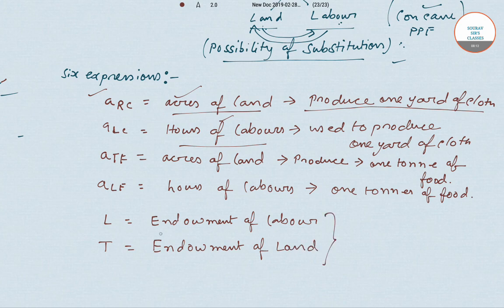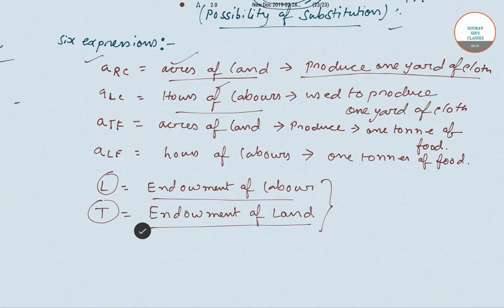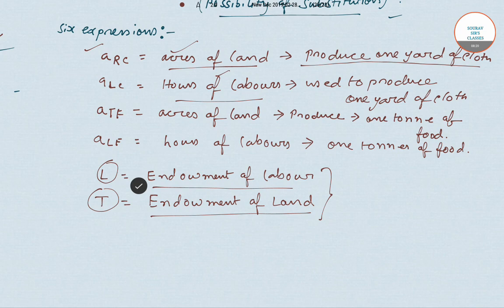It is endowment of labor, which is denoted by capital N, and endowment of land is denoted by T. So we have, as you can see, 6 things to remember from here. The first one is ARC, which is acres of land required to produce 1 yard of cloth. ALC, that is 1 hour of labor required to produce 1 yard of cloth.